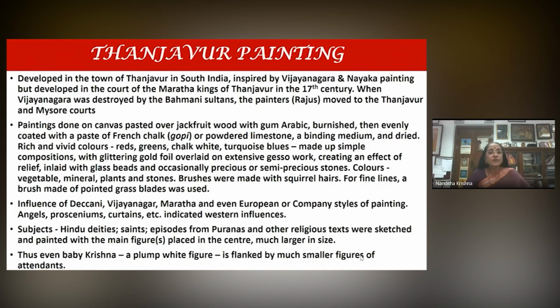Thanjavur painting, or Tanjore painting, was developed in the town of Thanjavur in South India. It was inspired by Vijayanagara and Nayak painting, but it really came to its own in the court of the Maratha kings of Thanjavur. This is again another example where you have paintings from Vijayanagara, Nayak in Thanjavur in Tamil Nadu, where the kings who were supporting them were Marathas. When Vijayanagar was destroyed, the painters, as I said, moved to these courts.